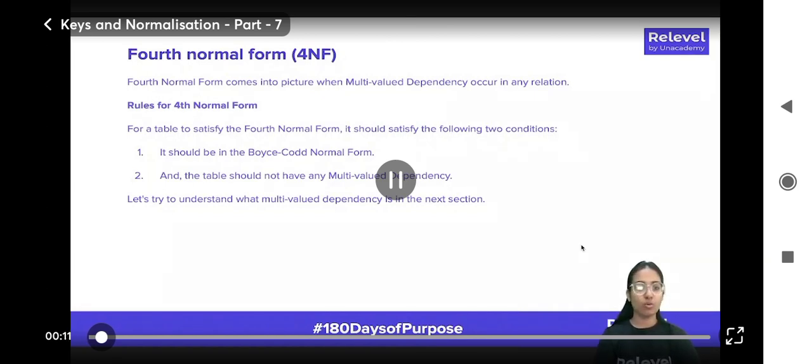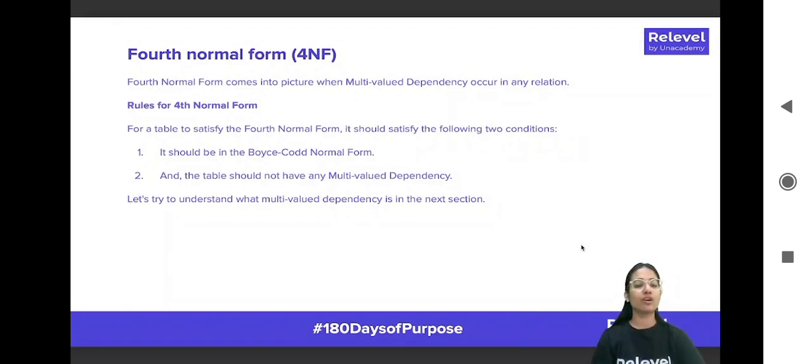So in this video, what we are going to move forward is one of the last legs of normalization, where we talk about the fourth normal form. The fourth normal form comes into picture when multi-valued dependency occurs in a relation or a table. First we'll define what the rules are for fourth normal form, then we'll understand again the very idea on which the normal form is based.